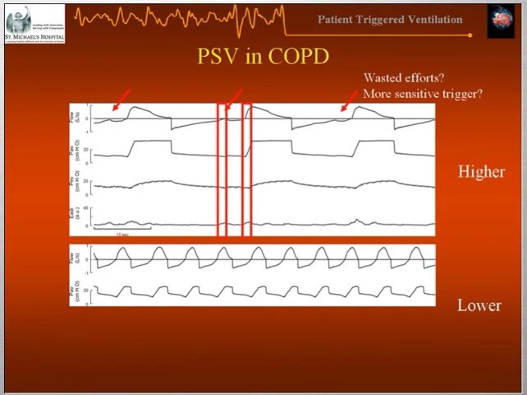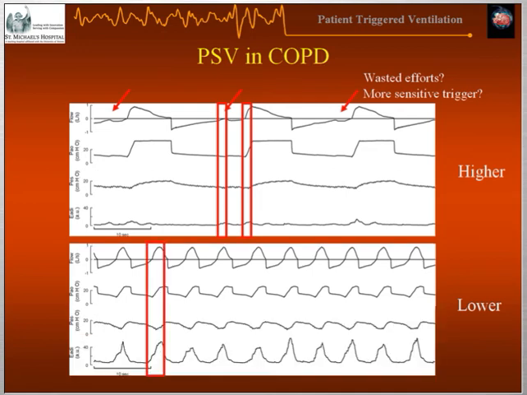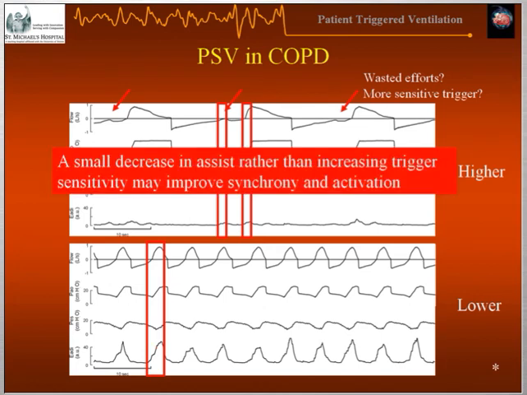Now, we have lowered the assist in this tracing. Now you see the breathing frequency went up dramatically. And we look at the esophageal pressure. Now it's negative, and there is lots of diaphragm activation, and it's synchronized. So a small decrease in assist, rather than increasing trigger sensitivity, may improve synchrony and activation in the COPD patient.